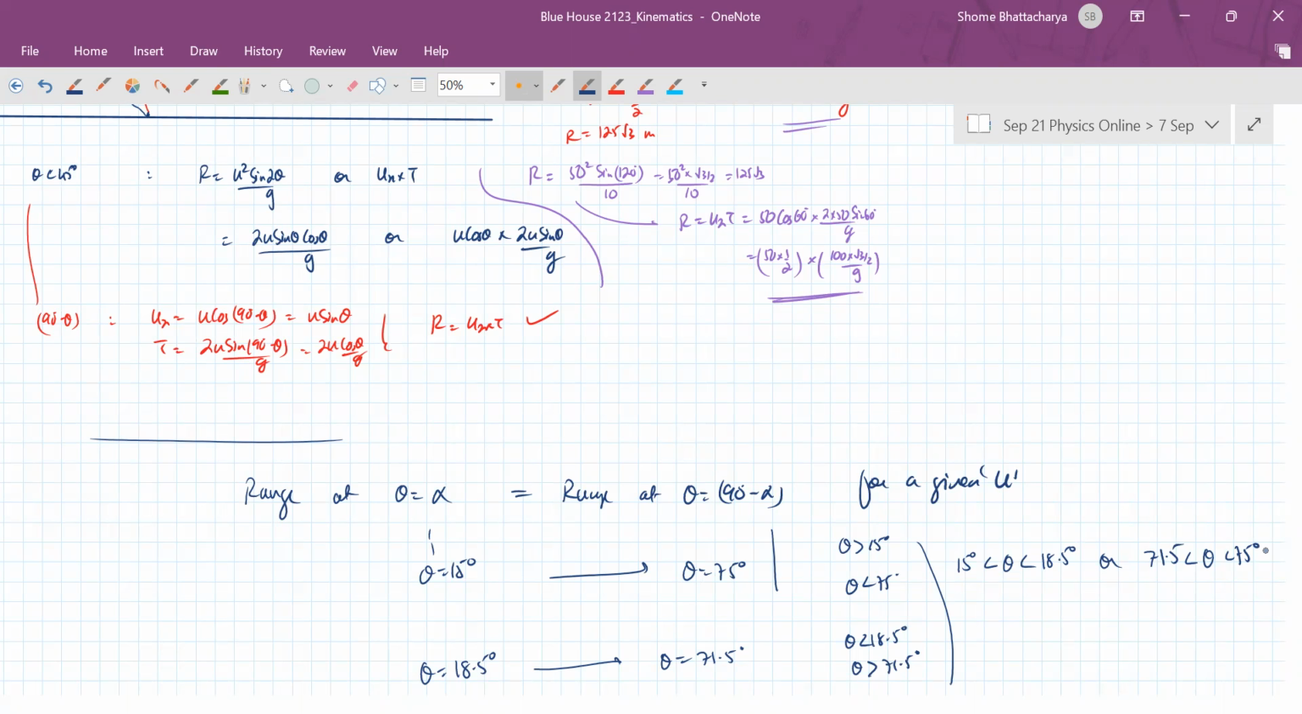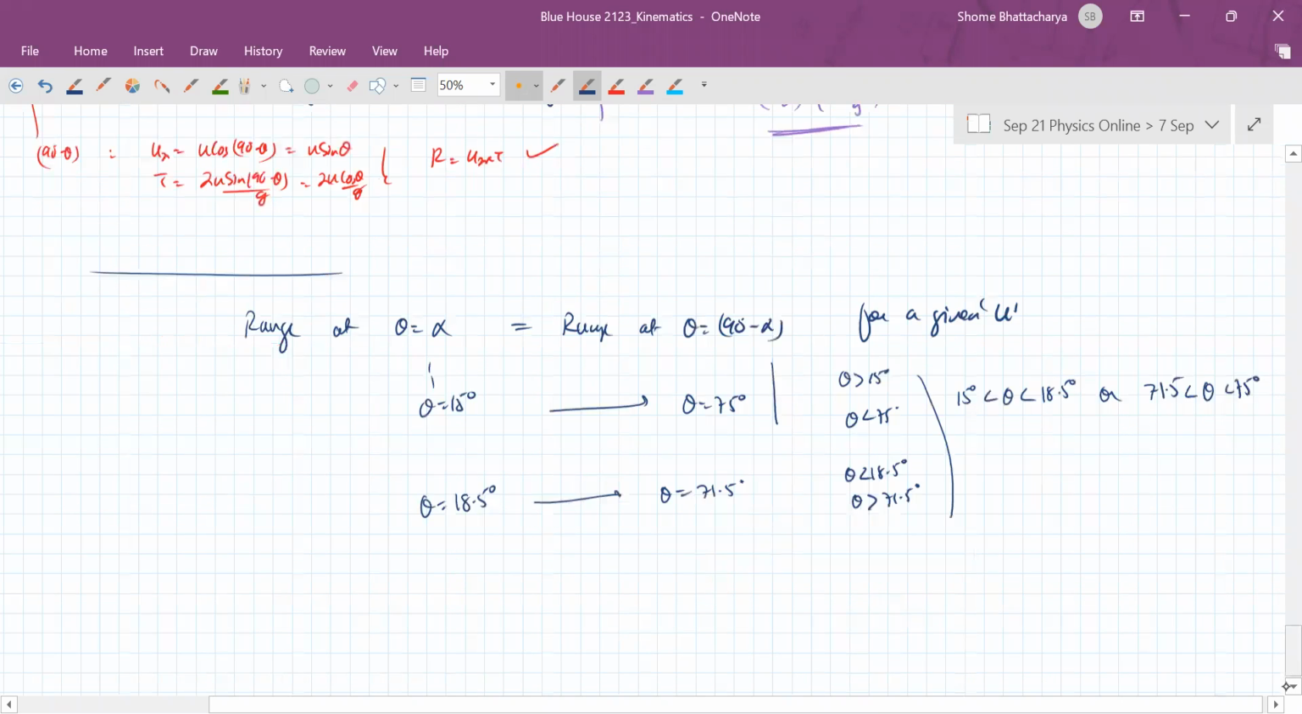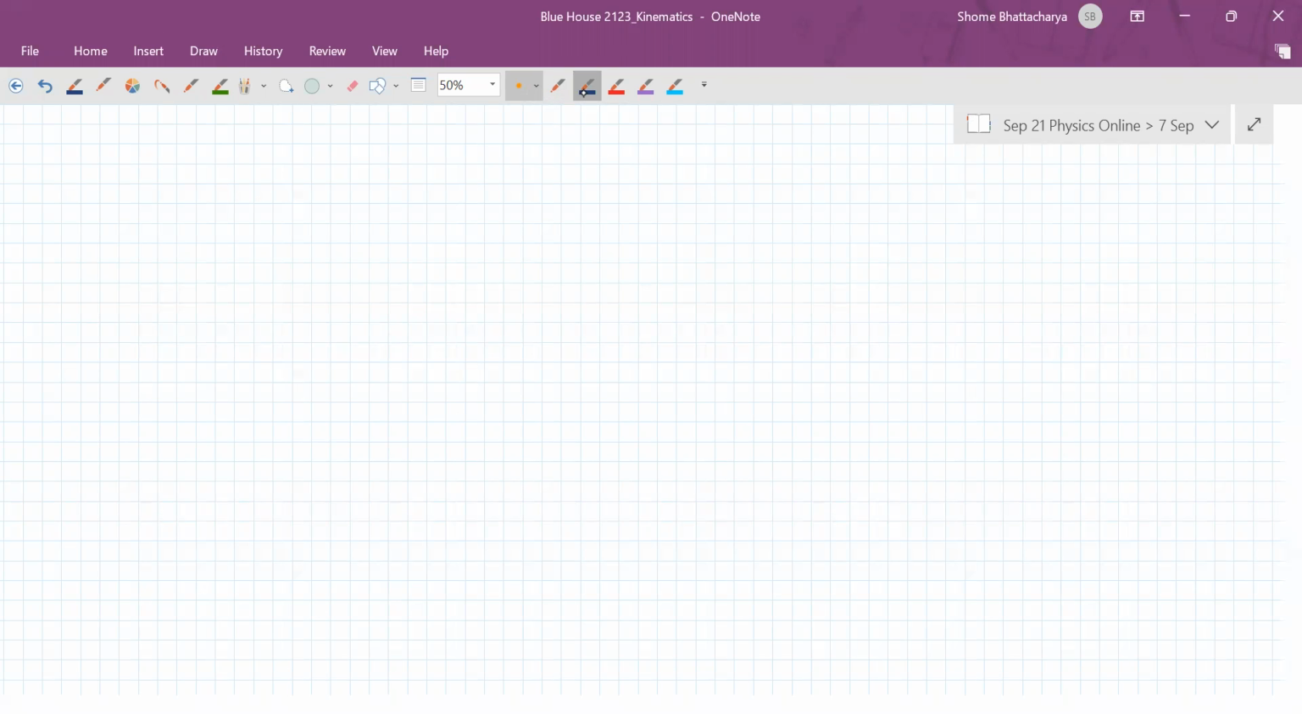Sir, I have a doubt. You said if theta is between 18.5 to 71.5, it won't... Let me explain how that point works.